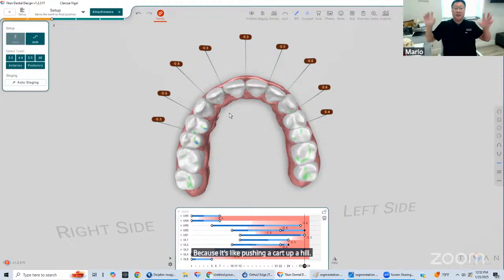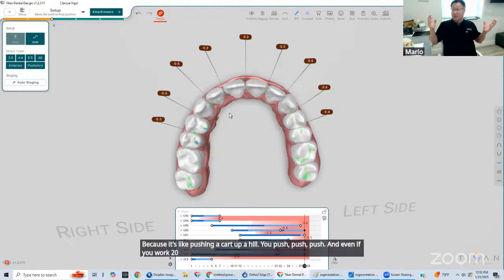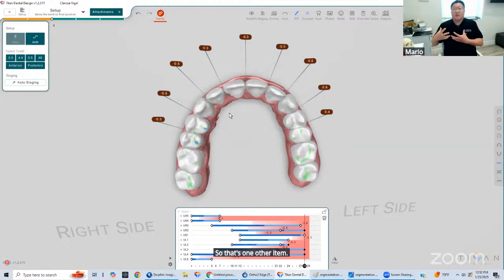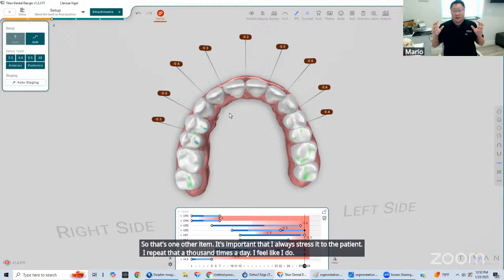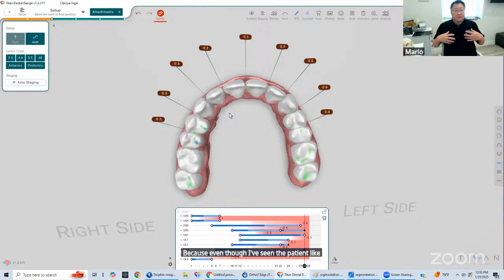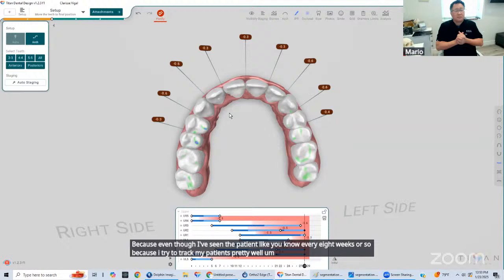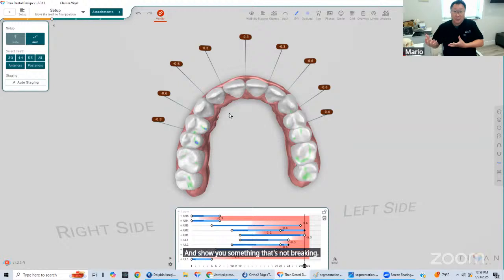You push, push, push. And even if you wear 20 hours a day and then you skip 4 hours in a row, it's going to have time to roll all the way back. Right? So that's one other item, it's important. And I always stress it to the patient. I repeat that 1,000 times a day. I feel like I do. Because even though I see the patient every 8 weeks or so, because I try to track my patients pretty well, I still remind them. Because the more you say it, the more they're scared to come back and show you something that's not working. Because you mentioned it so many times, right? You make them guilty so they'll remember it, which is really helpful.